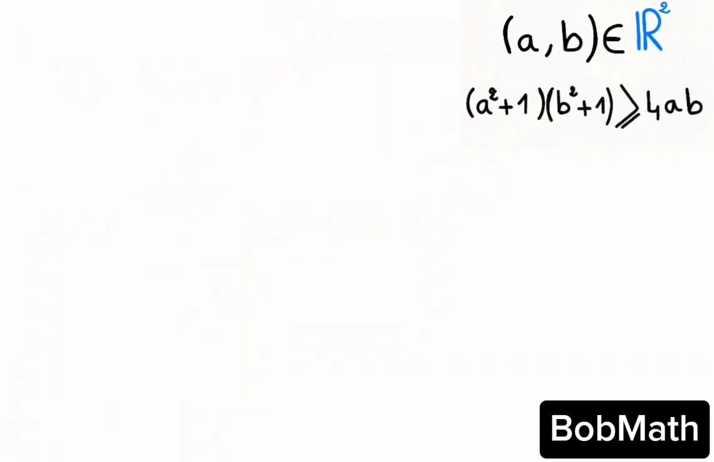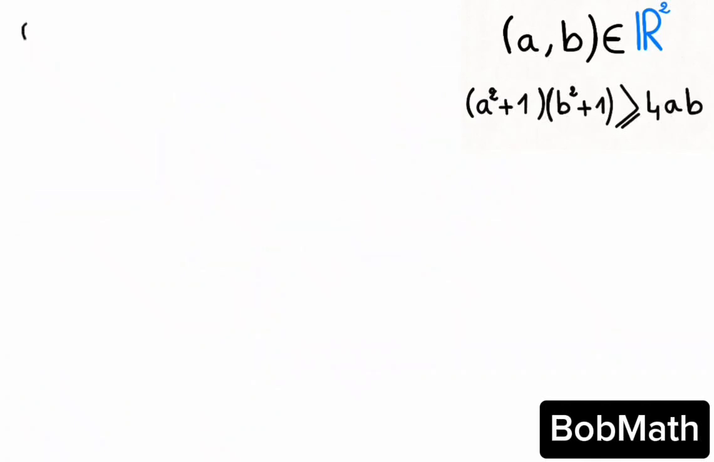Our exercise is as follows. We have a and b as real numbers. Show that (a squared plus 1) times (b squared plus 1) is greater than or equal to 4ab. Before discussing the solution, try to complete the exercise. To increase your skill in mathematics, then complete the video.